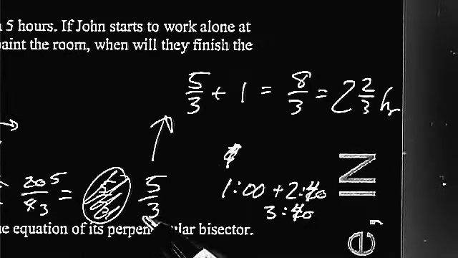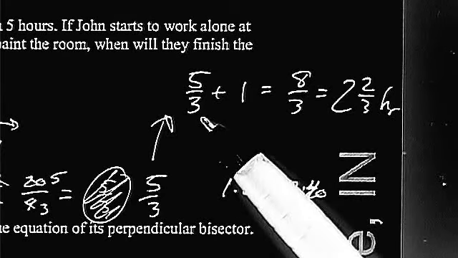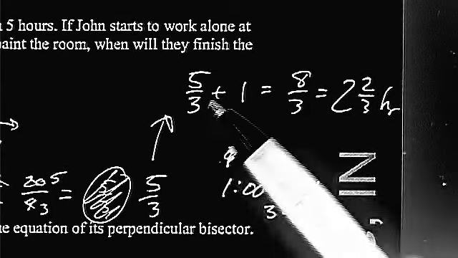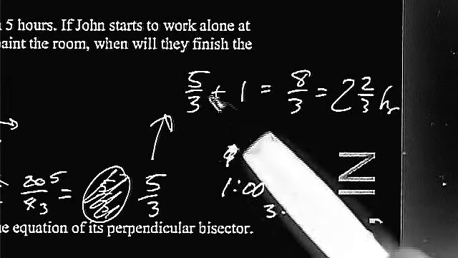Now, keep in mind, 5/3 is the amount of time. That's an hour and 40 minutes, right? That's 1 2/3 hours. That amount of time plus the hour that it says, when will they finish the room? So I'm just trying to figure out.